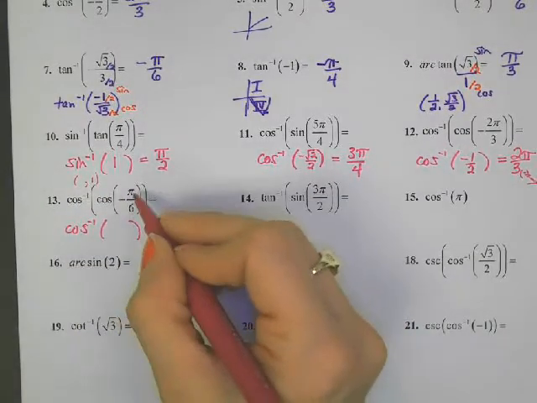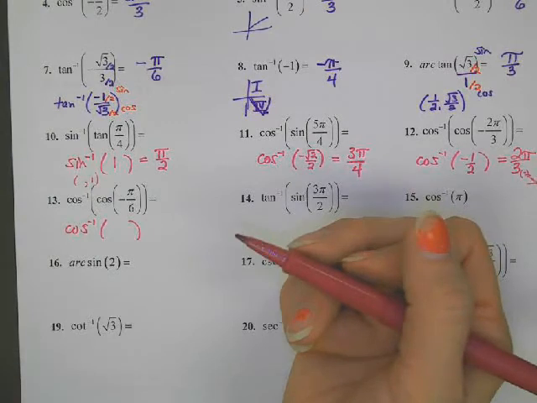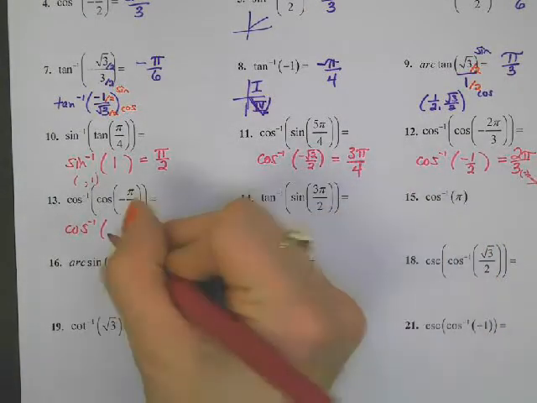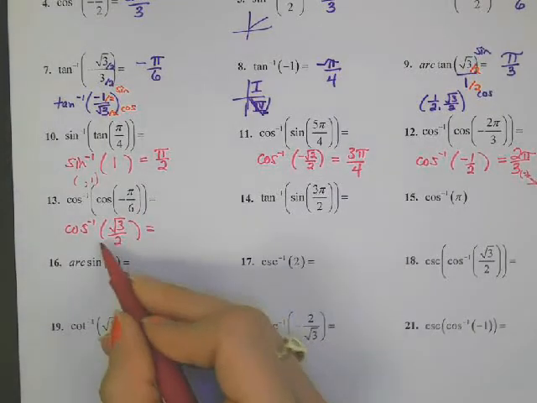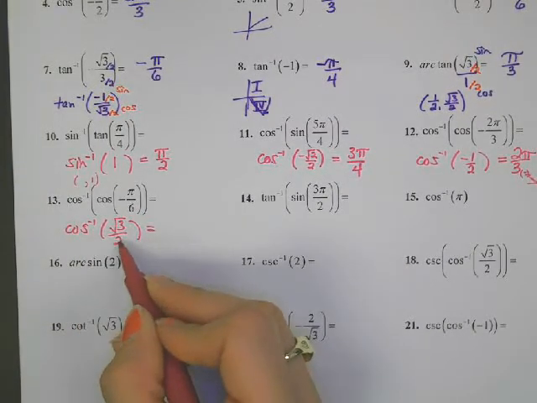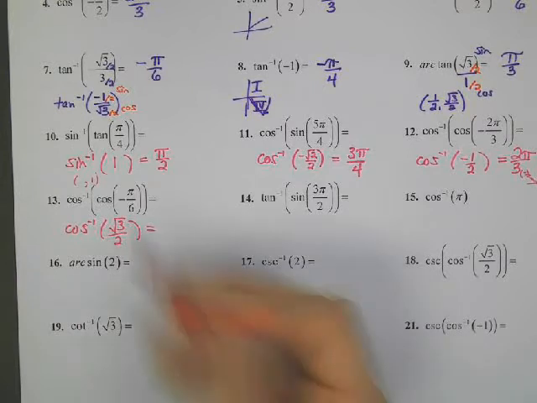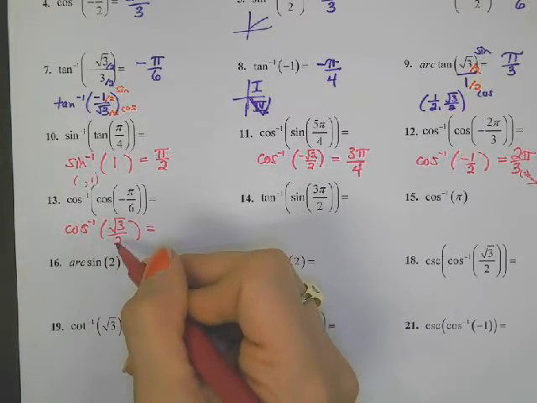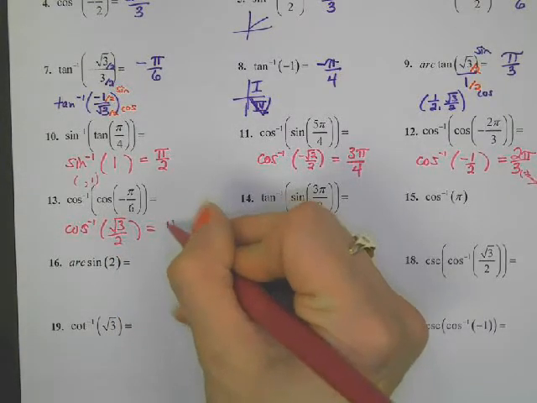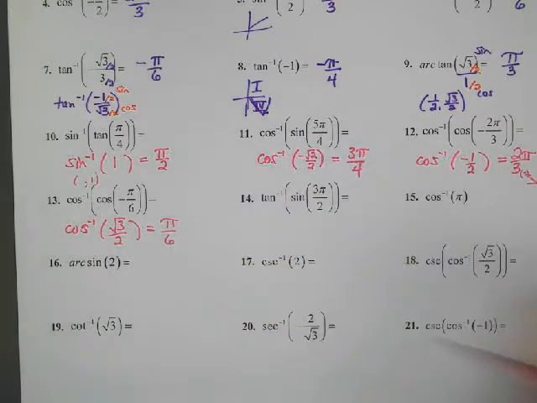First, swing down, negative pi over 6, and tell me the cosine. Radical 3 over 2. Now we have an inverse problem. Where is the cosine positive? Radical 3 over 2. Put your brain in quadrant 1. Good, pi over 6.